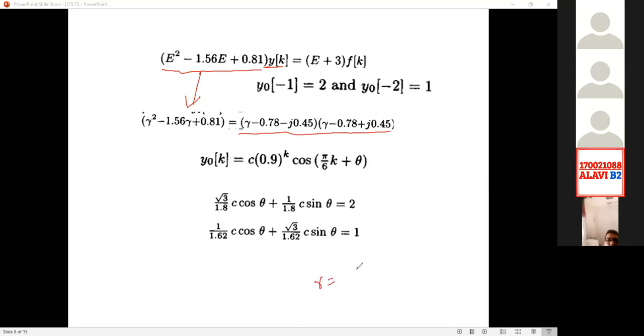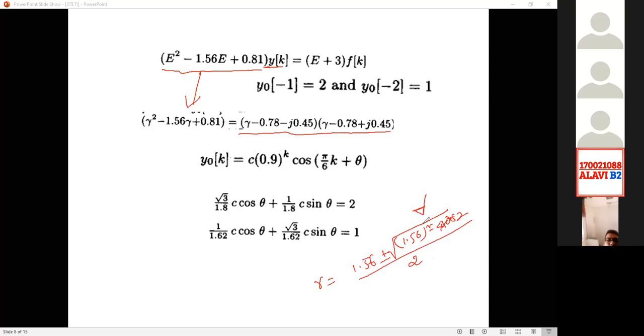Gamma is equal to 1.56 plus minus square root of 1.56 squared minus 4 into 0.82, isn't it? Yes, sir. Divided by 2a. You can easily identify that your discriminant is negative, isn't it? Yes, sir. So your roots are complex conjugate type.